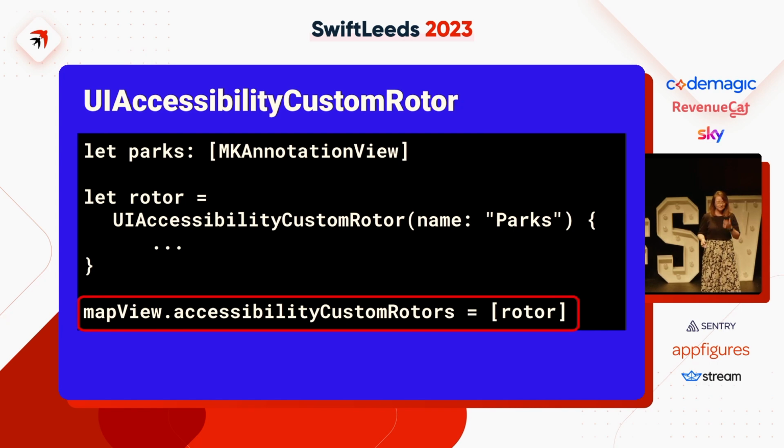And then finally, there's a property called accessibilityCustomRotors that you can use on your map view and just assign this new rotor that you made. And voila, it's done. So very easy to do, but has a very big impact for your users on assistive technology.